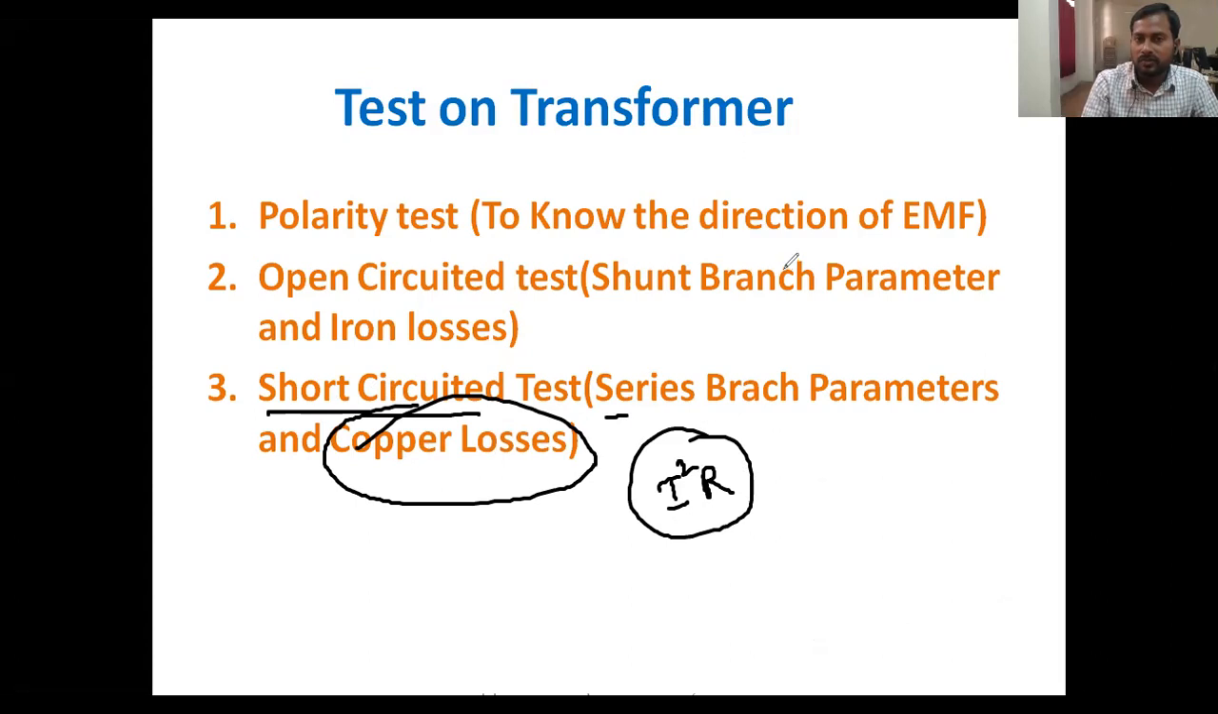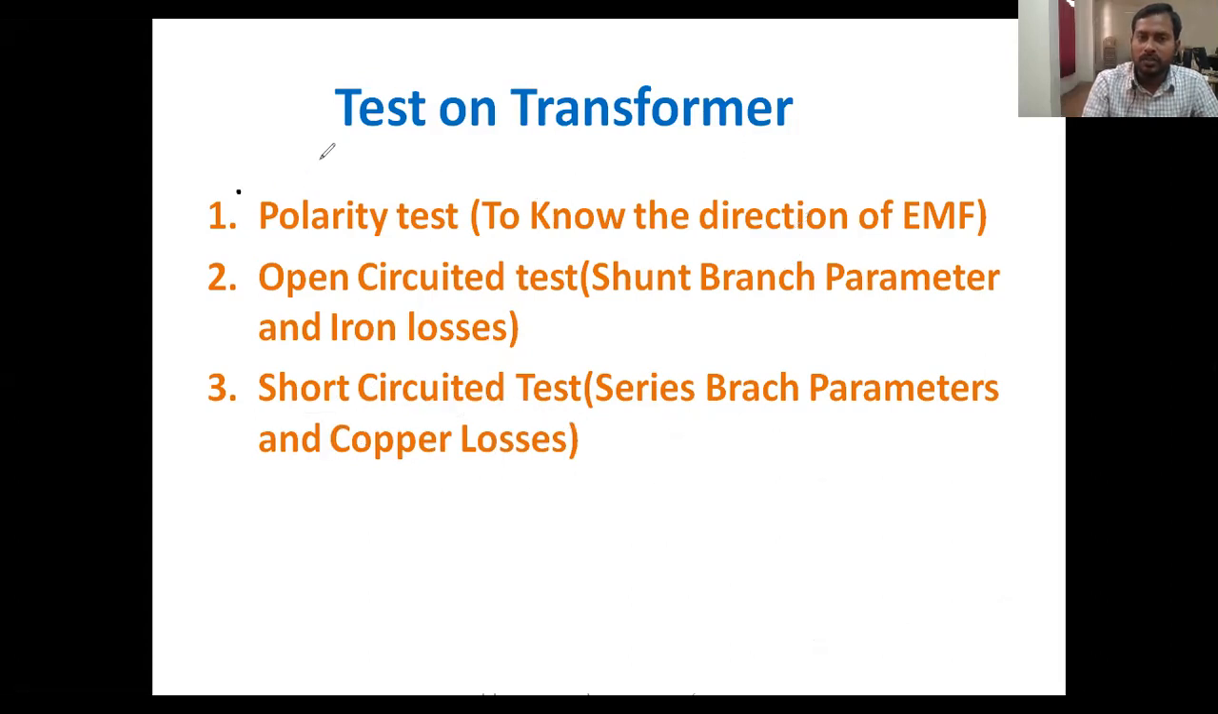I square R losses. So by using the polarity test, we can find the orientation of the EMF. By using the open circuit test, we can find shunt branch parameters and iron losses. By using the short circuit test, we can find series branch parameters and copper losses. These are the different types of tests performed on the transformer to know the losses and direction.